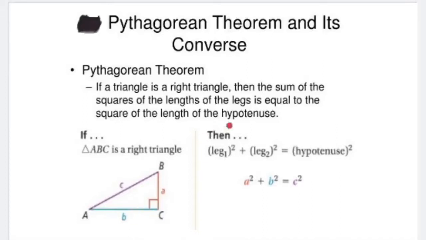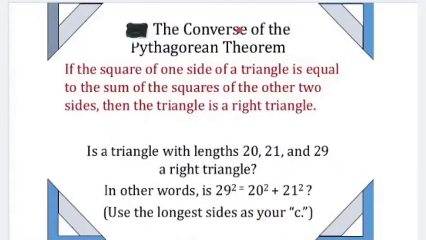Now the converse of this theorem is also true. We can see the converse of the Pythagorean theorem, or the converse of Pythagoras theorem. The statement is like this: if the square of one side of a triangle is equal to the sum of the squares of the other two sides, then the triangle is a right triangle. So in converse, we have to prove that the triangle is a right triangle. In converse, it is not given that the triangle is a right triangle.